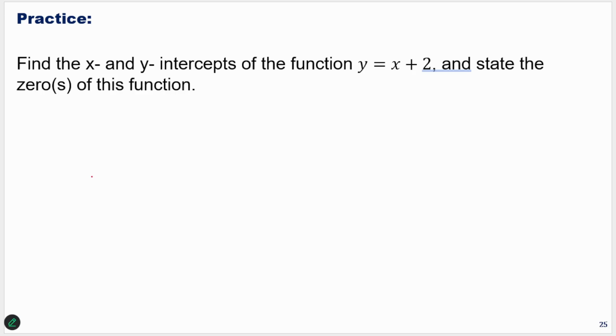The y-intercept is 2. Sometimes we write y-int for short. It's when x is 0, right? Yeah, so 2. So you can just state 2 or 0, 2. How about the x-intercept? It is negative 2. Negative 2, or sometimes negative 2, 0.